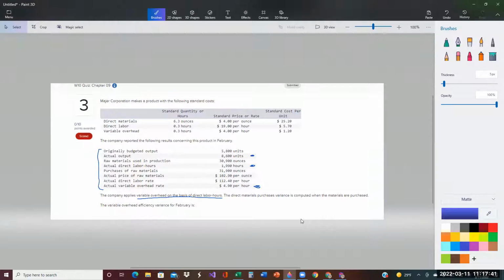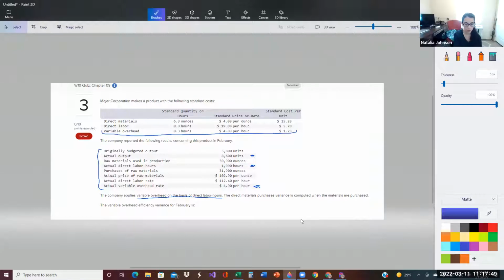Yeah. Can we do all three? Instead of just doing the efficiency variance, can we just solve this for everything, so we can see the whole process? Maybe on a spreadsheet would be nice. Yeah, let's start with variable overhead.